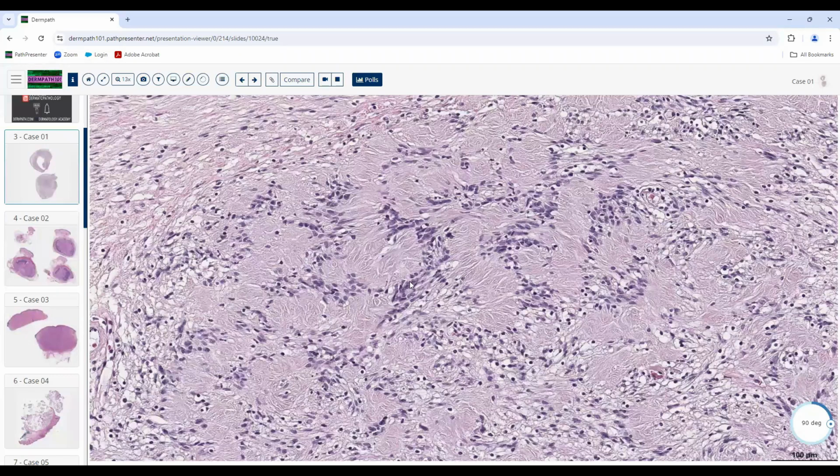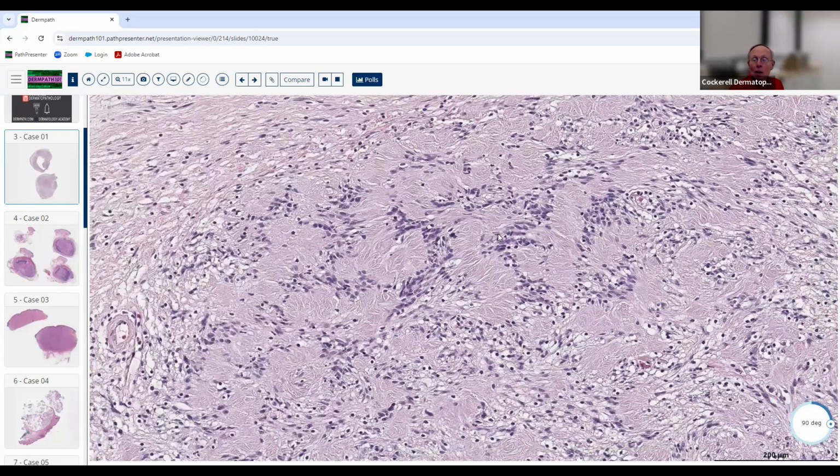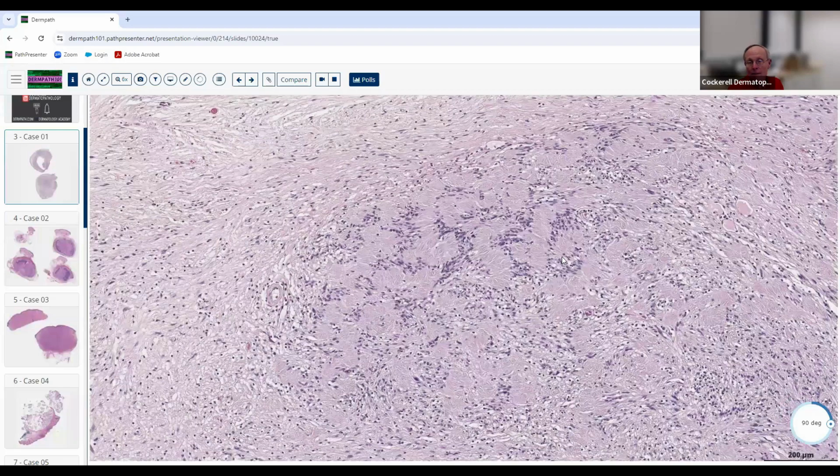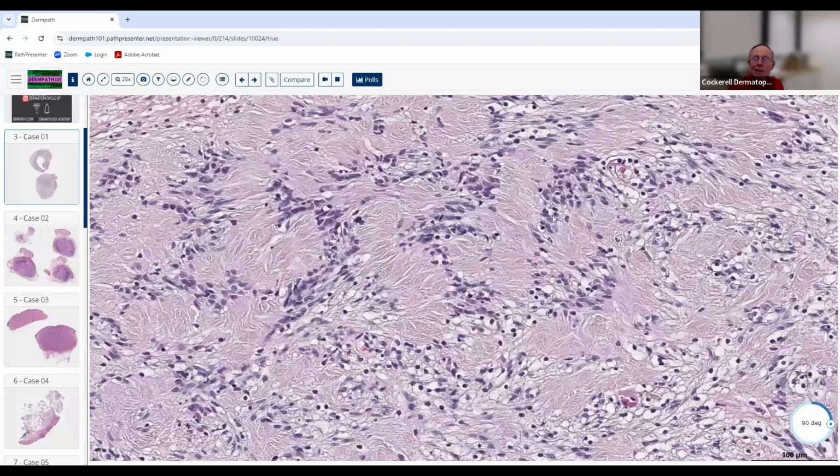Those looked like Antoni or Verocay bodies to me. Yes, these are Verocay bodies. And what are Verocay bodies? Which kind of neural lesion do we see Verocay bodies in? In schwannomas. Yes, there's two types of schwannomas, or neurilemmomas, as they're also called. There's one that's got the Verocay bodies, and then there's another one that doesn't have the Verocay bodies. Which one's got the Verocay bodies?